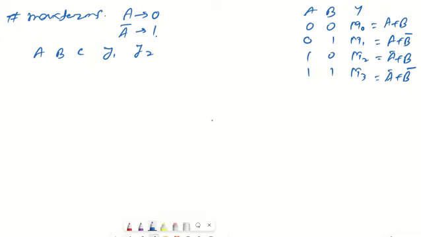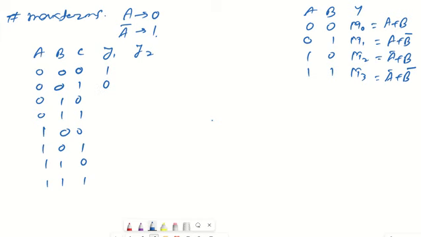Okay. So let us say we have the variable values as 0, 0, 0, 0, 0, 1, 0, 1, 0, 0, 1, 1, 1, 0, 0, 1, 0, 1, 1, 1, 0, 1, 1, 1. So total 8 values are there. Now the expression for y1 is given as 1, 0, 1, 1, 0, 1, 0, 1. And y2 is 1, 1, 0, 0, 1, 0, 1, 0.